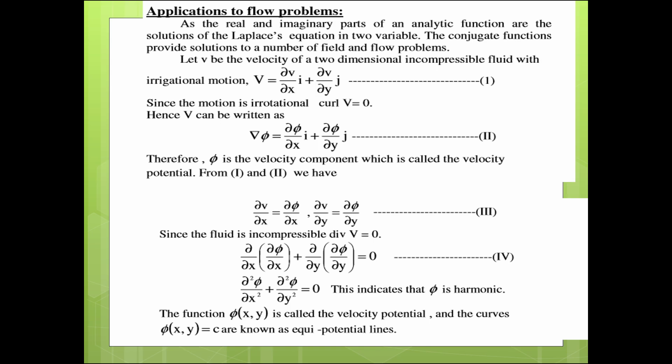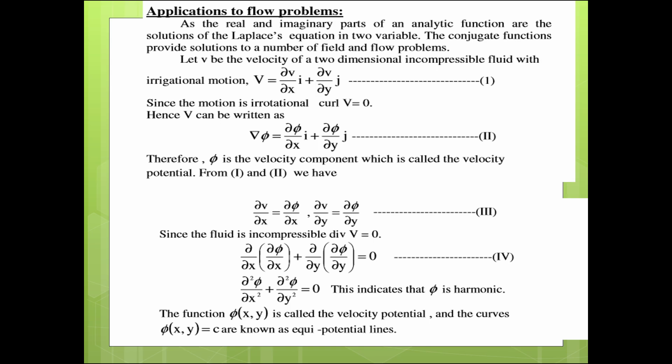Hence, V can be written as del φ equal to ∂φ/∂x into i plus ∂φ/∂y into j. Therefore, φ is the velocity component, which is called the velocity potential. From 1 and 2, we have ∂V/∂x equal to ∂φ/∂x, ∂V/∂y equal to ∂φ/∂y.